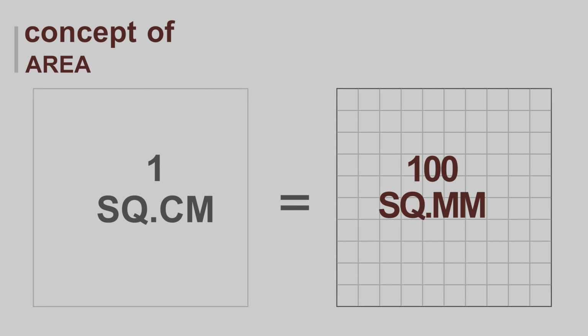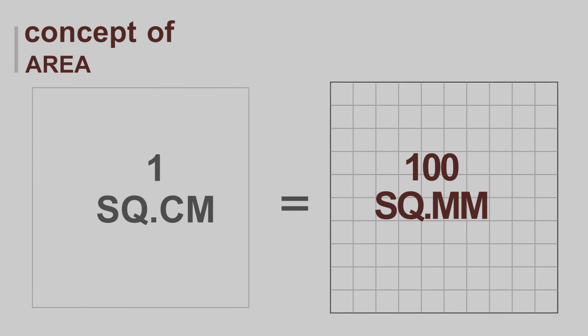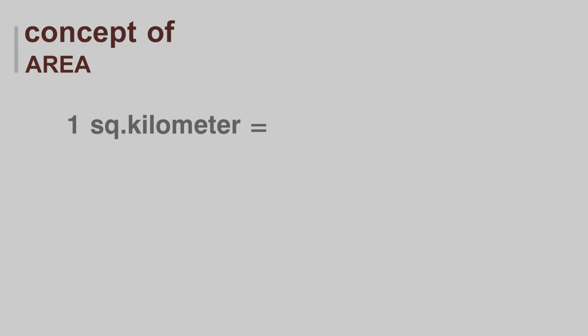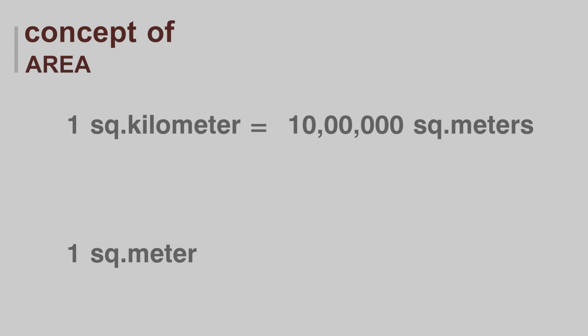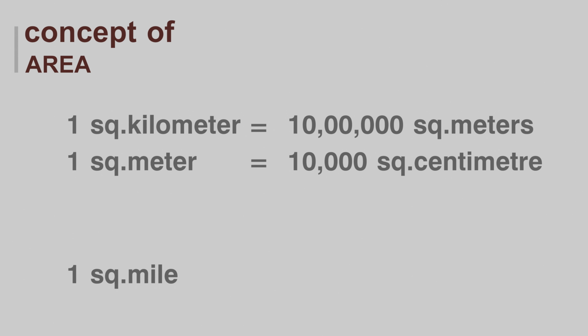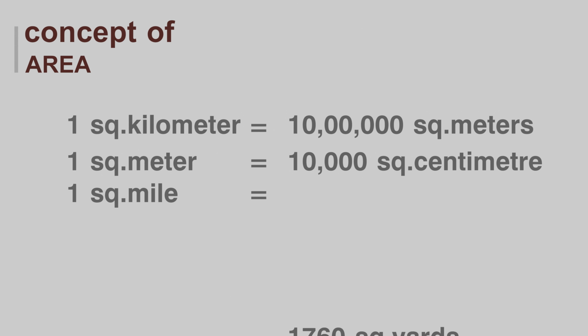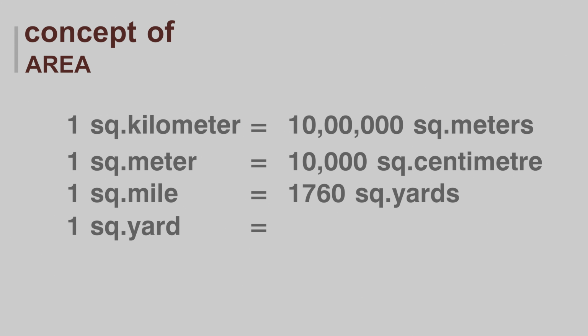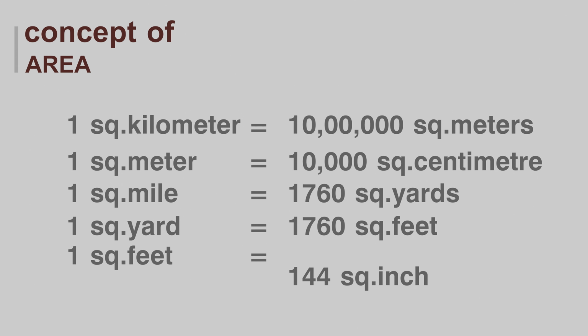Now, the same concept we saw for how 1 square centimeter equals 100 square millimeters is applicable for the following equations. That is, 1 square kilometer equals 10 lakh square meters, 1 square meter equals 10,000 square centimeters, 1 square mile equals 1760 square yards, 1 square yard equals 9 square feet, and 1 square foot equals 144 square inches.